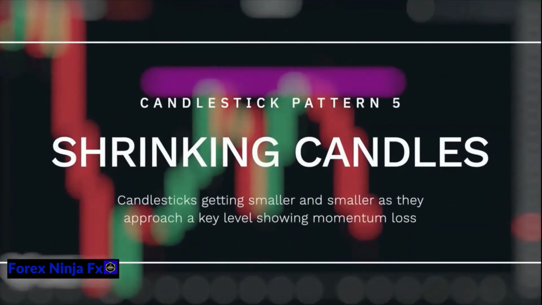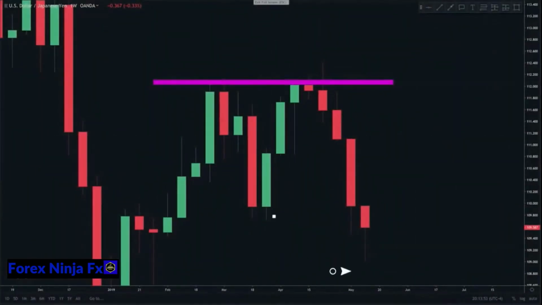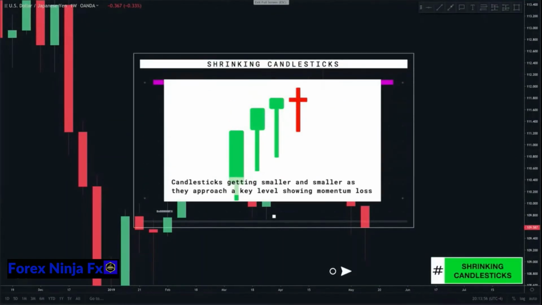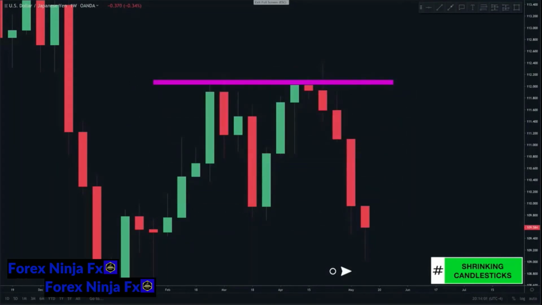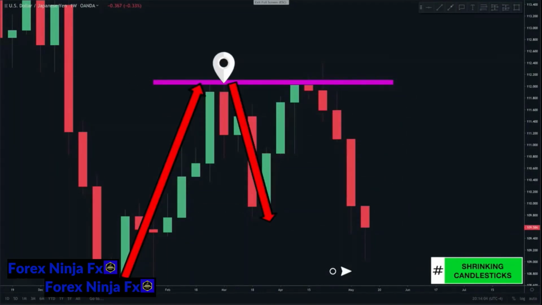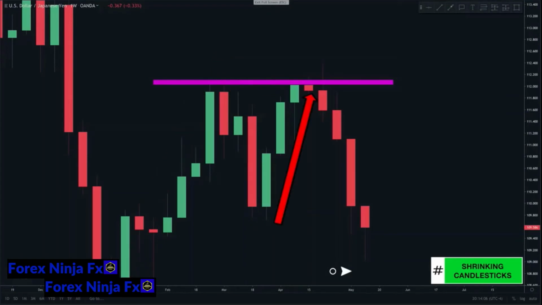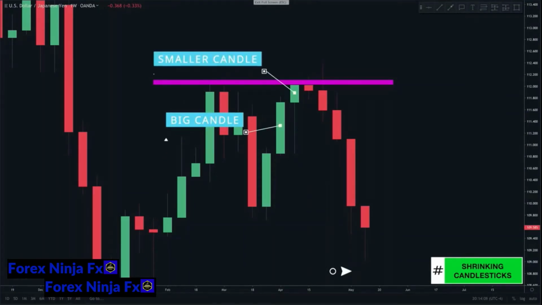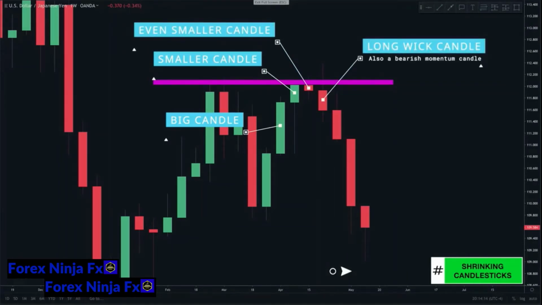So the 5th candlestick pattern we look for is shrinking candles. And as you should already know, we did a whole video on this topic, but let's quickly recap. What we like to see is shrinking candles as price approaches a key level to show momentum loss. As you can see, price came up, hit and reversed, giving us a level of resistance. When price came back up to this level, we had a big candle, smaller candle, and an even smaller candle, followed by a long wick candle rejection. And this was a picture perfect example of shrinking candles, but also combining it with a long wick candle for extra confirmation, which followed with a reversal.